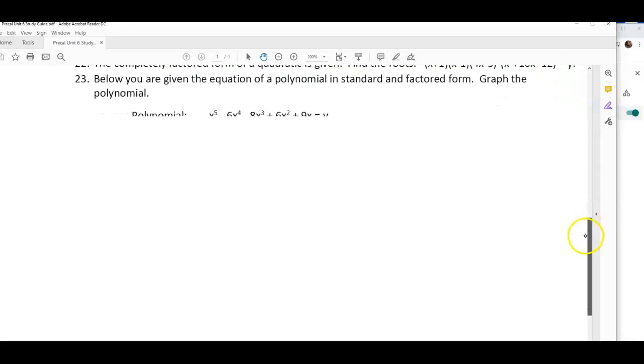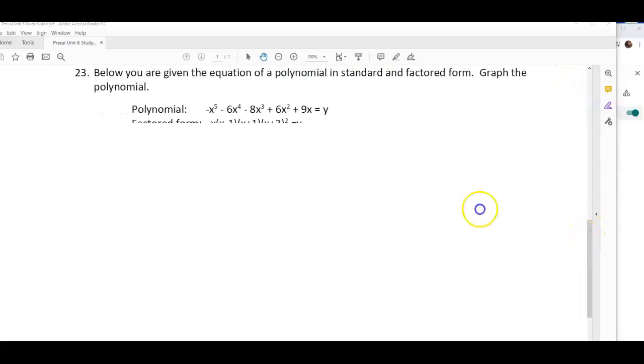Awesome. All right. This one says, below you're given the equation of a polynomial in standard form, but I go ahead and I factor it for you. And what I ask you to do at that point is I ask you to graph it. Okay, so let's go ahead and do this. So the reason I gave it to you in both forms is because you need this one to find the end behavior, but you need this one to find the roots. And we need both of those things to graph it.